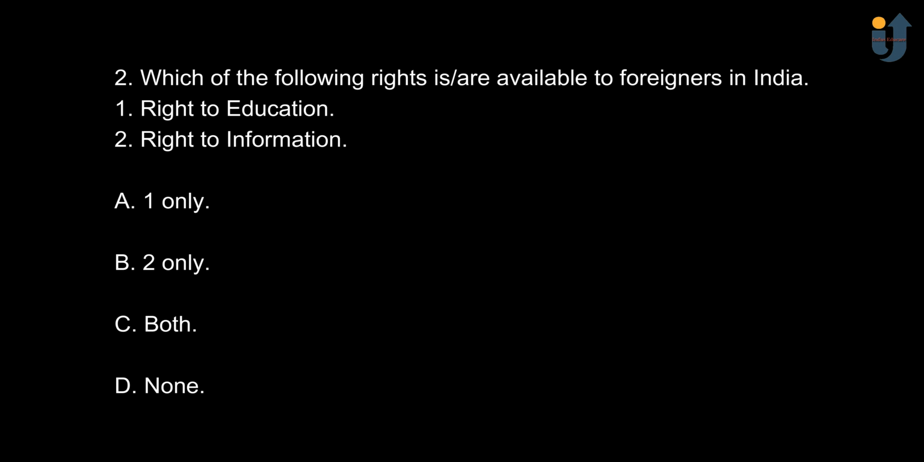Next, which of the following rights is or are available to foreigners in India? First, right to education. Second, right to information. Option A, 1 only. Option B, 2 only. Option C, both. And option D, none. The correct option is option A, 1 only.